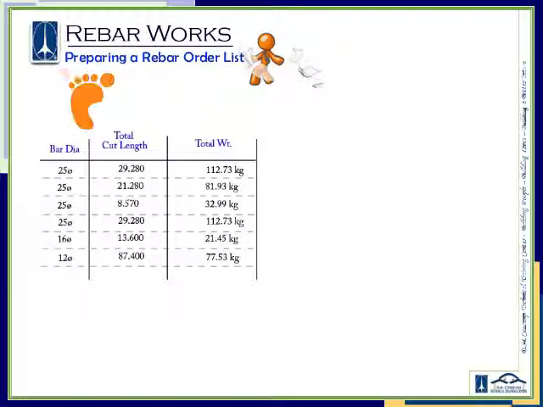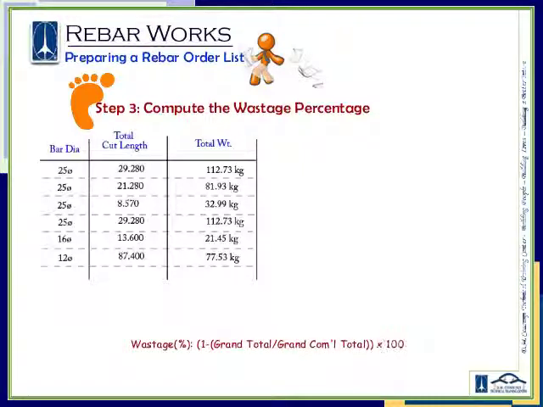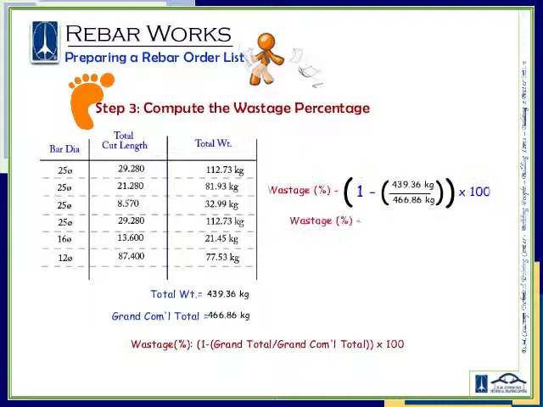Last item is the computation of the wastage percentage. The formula for wastage percentage is 1 minus grand total weight divided by the grand total commercial weight, multiplied by 100. From the previous example, the grand total weight is 439.36 kilograms and the grand total commercial weight is 466.86 kilograms. Applying the formula, we get 5.89% wastage. Normally, wastage percentage is around 5 to 12% depending on designs and other factors.